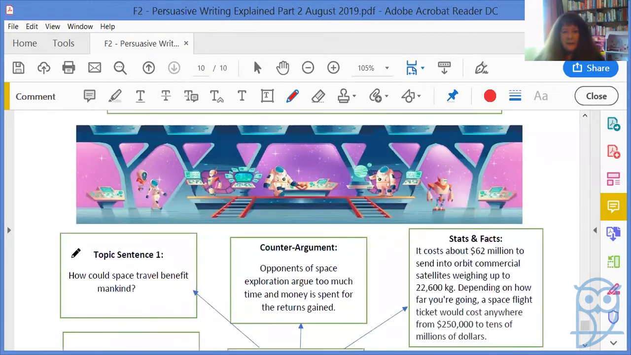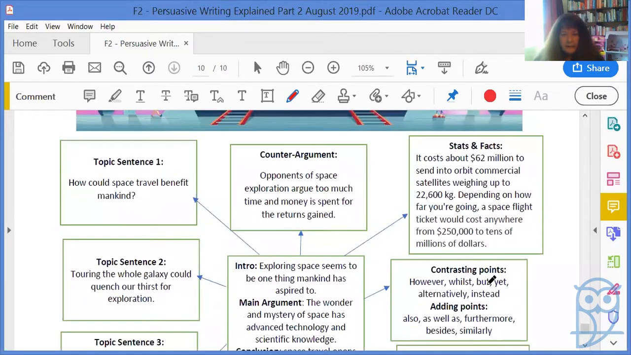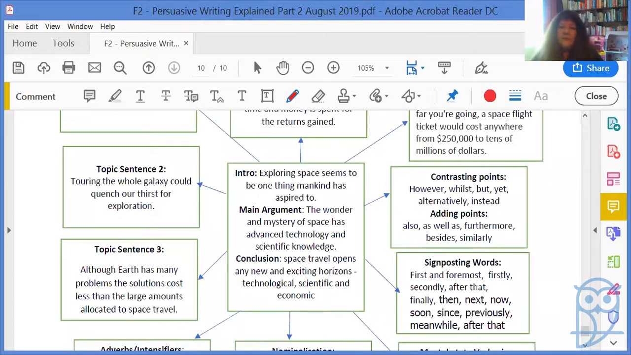Okay. Right. First of all, look at this spider diagram. Unfortunately, we can't see it all at the moment. So let's look at the part in the middle, the intro. Let's say exploring space seems to be one thing mankind has always aspired to. Okay, so this looks like you're going to be very positive and you think that space travel is a good thing. So you will back up that paragraph with some evidence or information or explanation.